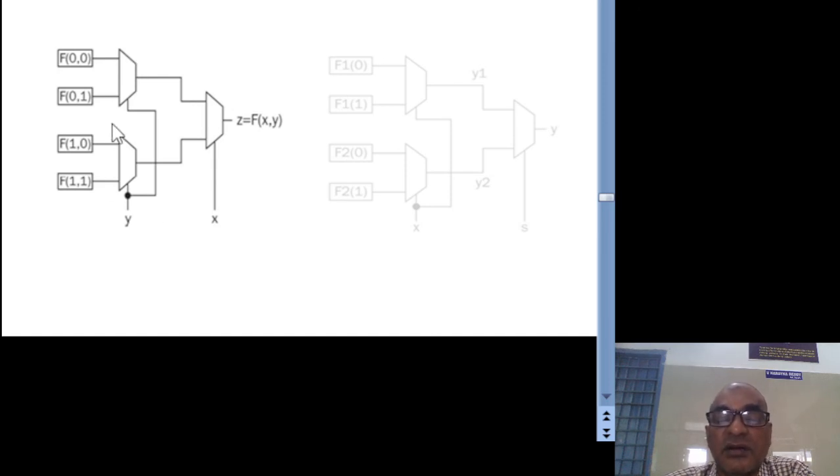What are the function values in the first part? f of 0 0, f of 0 1. Second part, f of 1 0, f of 1 1. You connect them the same way, but in the first level the select line is y. And coming to the second level, again with a 2x1 multiplexer, the select input is x. So like that the realization can be done. Is it clear to all of you how this is implemented with 2x1 multiplexers?